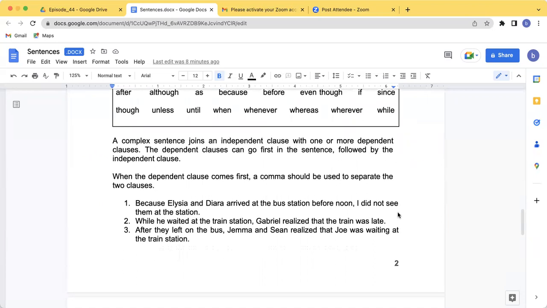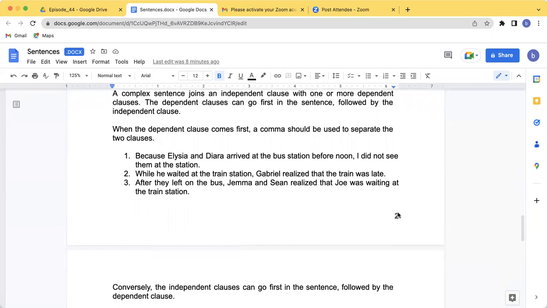A complex sentence joins an independent clause with one or more dependent clauses. The dependent clauses can go first in a sentence, followed by the independent clause. When the dependent clause comes first, a comma should be used to separate the two clauses.